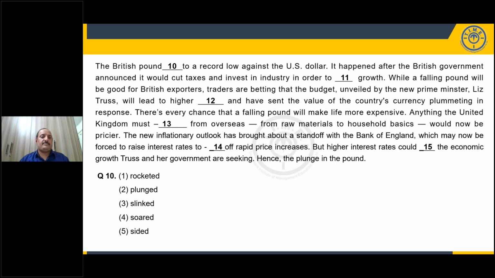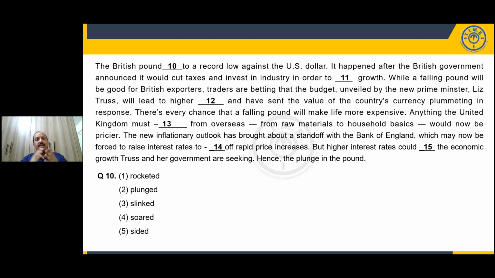While a falling pound will be good for British exporters, traders are betting that the budget unveiled by the new Prime Minister Liz Truss will lead to higher dash and have seen the value of the country's currency plummeting. Plummeting is falling in response. There's every chance that a falling pound will make life more expensive. Anything the UK must dash from overseas, from raw material to household basics, would now be pricier. The new inflationary outlook, inflation is rise in prices, has brought about a standoff with the Bank of England, which may now be forced to raise interest rates to dash off rapid price increases. But higher interest rates could dash the economic growth Truss and the government are seeking, hence the plunge in the pound.